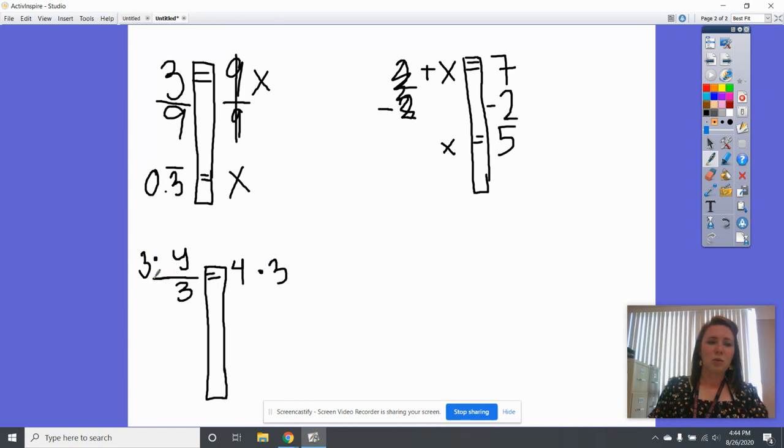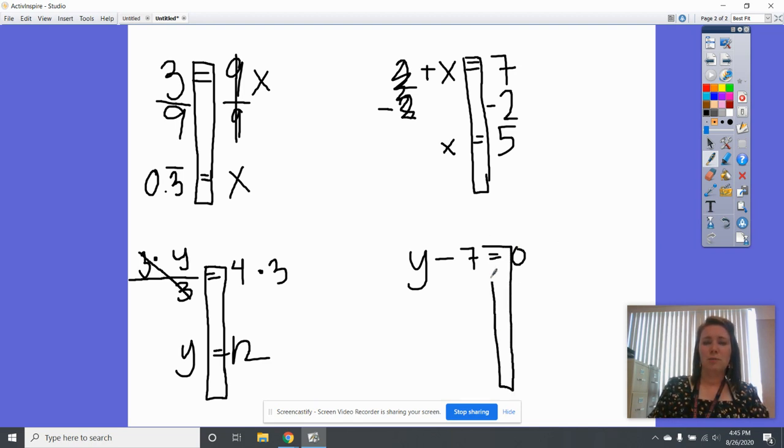So now when we have a 3 on the top of the fraction and a 3 on the bottom, that's just 3 divided by 3, which is 1. So it's gone. So we get y equals 12. Okay, let's go ahead and try one more example. How about y minus 7 equals 0? So I'm going to first draw my wall.